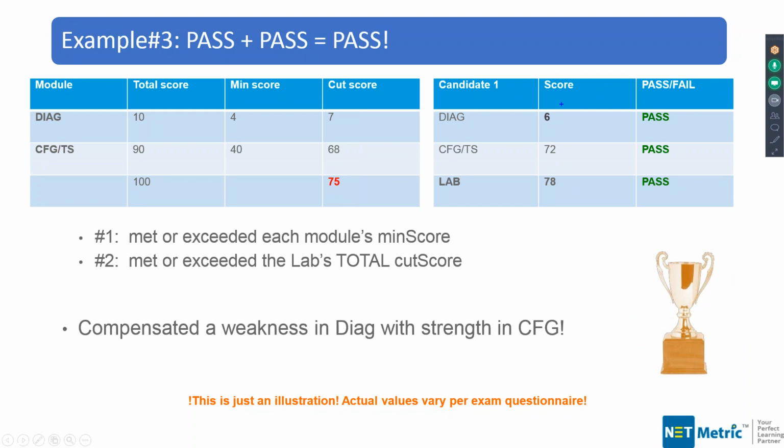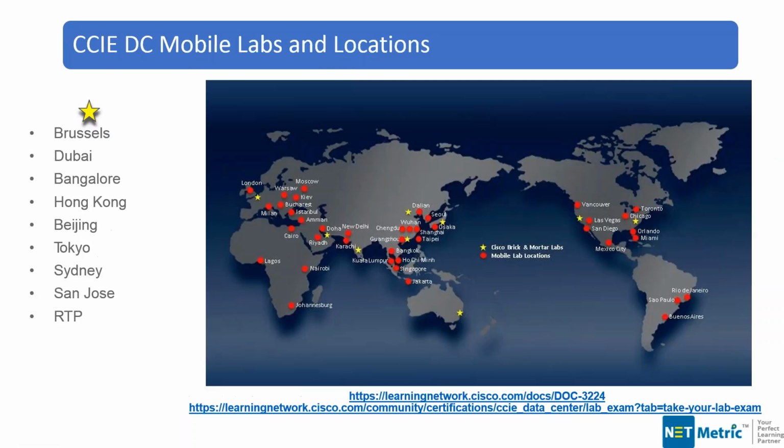The third candidate clears the cut score of diagnostic, configuration and troubleshooting, plus he passed the cut score of the total of both the modules. That's why he passed and will get what? The CCIE number. So in this way, this is the passing of CCIE Lab criteria.